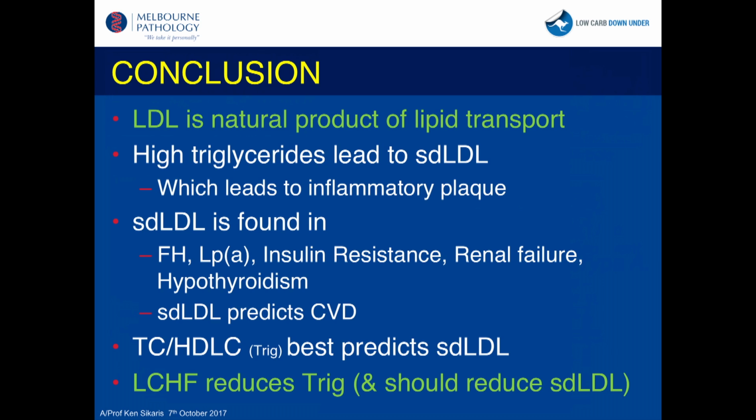Okay, so the conclusion. LDL is the natural product of lipid transport, of fat metabolism. And as low-carb, high-fat eaters, we are using that system for what it was meant to be. High triglycerides lead to small dense LDL, and that's the inflammatory plaque. Small dense LDL is found in genetic diseases, acquired diseases, hormonal diseases, and it's that which predicts the cardiovascular disease in those diseases. The best predictor that we currently have for small dense LDL, other than spending the $100, is the total cholesterol HDL ratio. And the way to improve all of that is through LCHF.